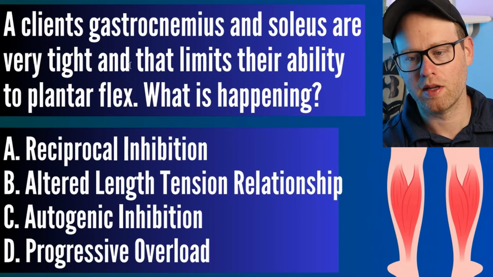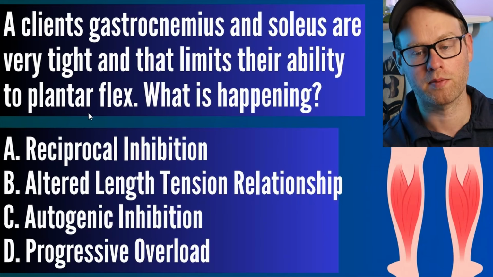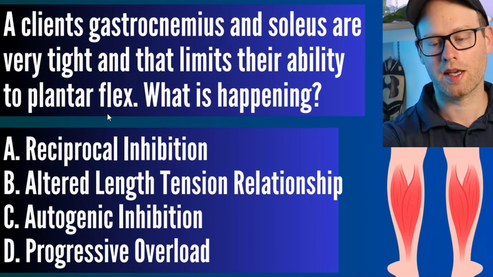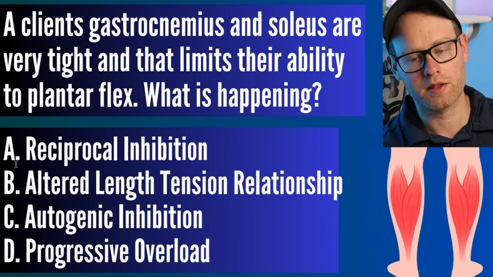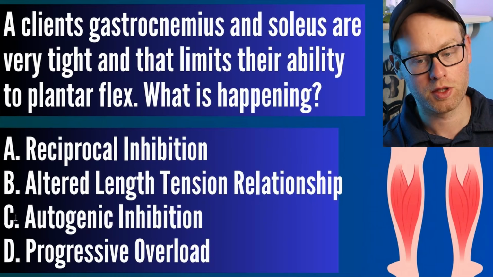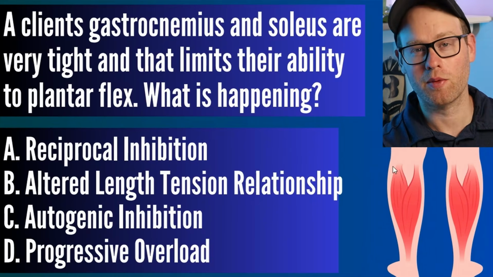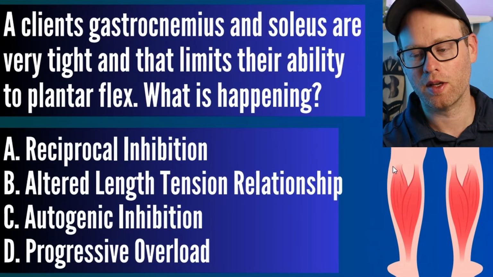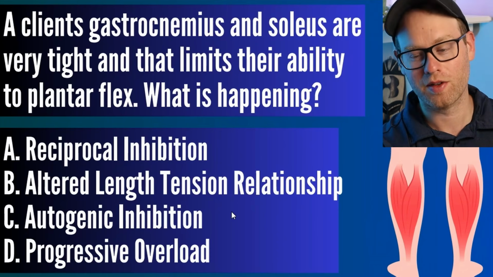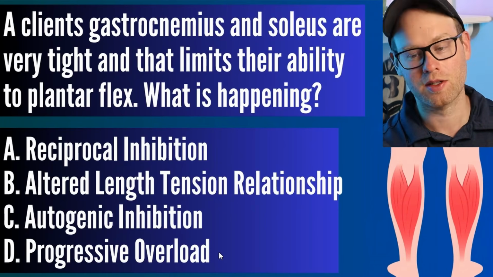The client's gastrocnemius and soleus are very tight, and that limits their ability to plantar flex, and plantar flex is kind of like when you're pushing your toes down, basically doing a calf raise. What is happening? Is the answer A, reciprocal inhibition, B, altered length tension relationship, C, autogenic inhibition, or D, progressive overload? And again, we're talking about the gastrocnemius and soleus, and those two muscles are here on the back side of your calf. So which of these is going to limit your ability to plantar flex, or essentially do a calf raise?